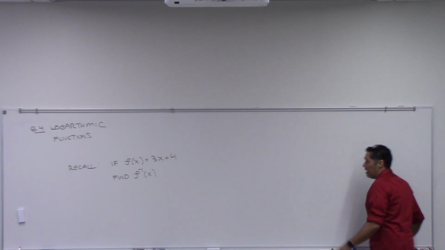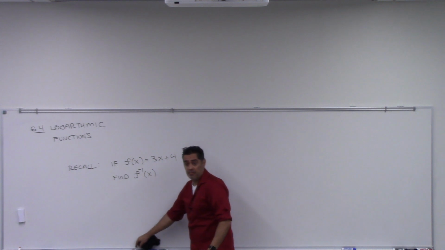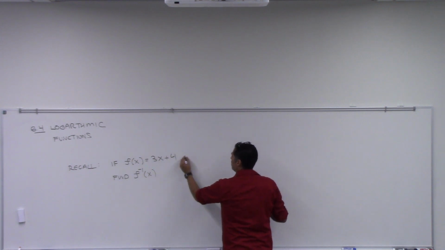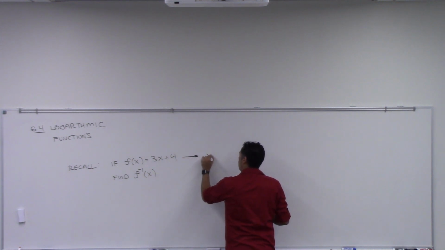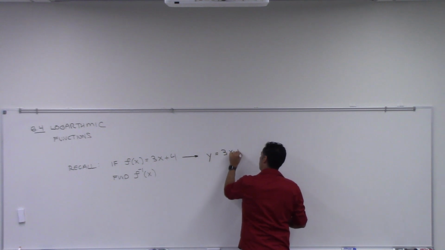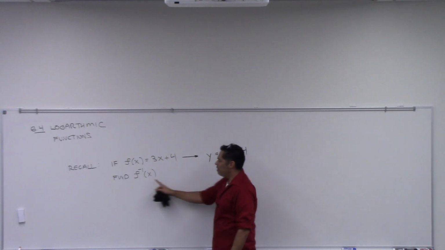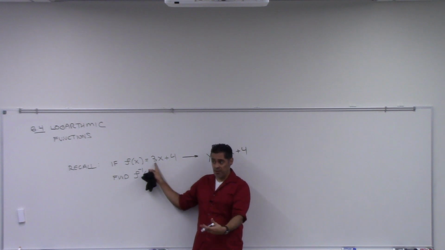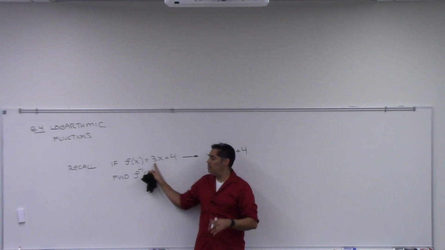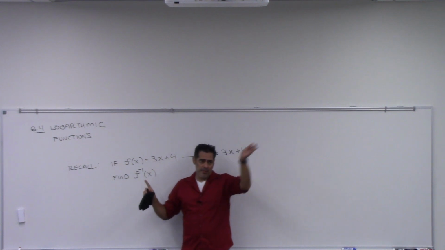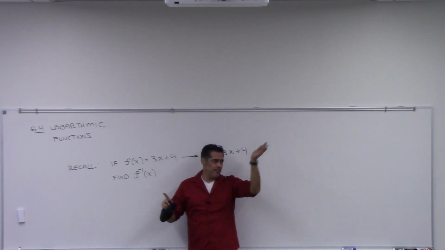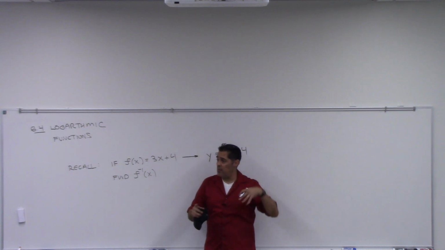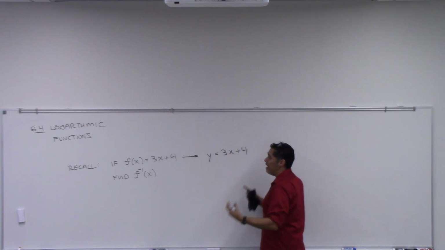First, change the f of x to y, right? So the first thing I do is I switch this over. I say, okay, y equals 3x plus 4. By the way, we only look for an inverse function if this function is 1-to-1, right? So this is a line, and is a line 1-to-1? Yes, it can pass the vertical and horizontal line test. So this is a 1-to-1 function, so it has an inverse.